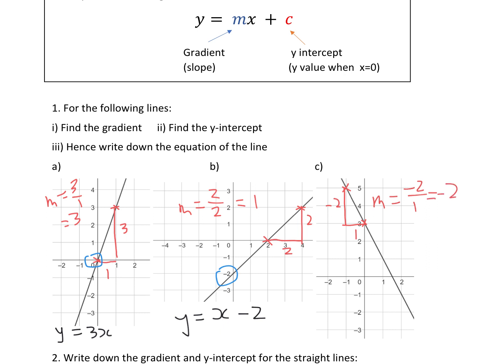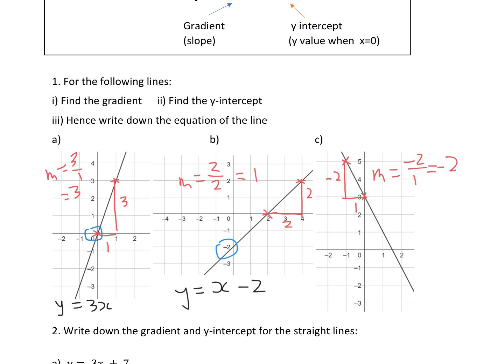If you don't notice that or just think 2 over 1, you can always correct it at the end because you can see this line's going down, and any line that's going downhill from left to right is a negative gradient, so make sure the negative's in front of it. So before I do any calculations, I can see positive gradient, positive 3, positive gradient, positive 1, negative gradient, negative 2. The y-intercept here, where it crosses the y-axis, is 3. So it would be y equals minus 2x plus 3.